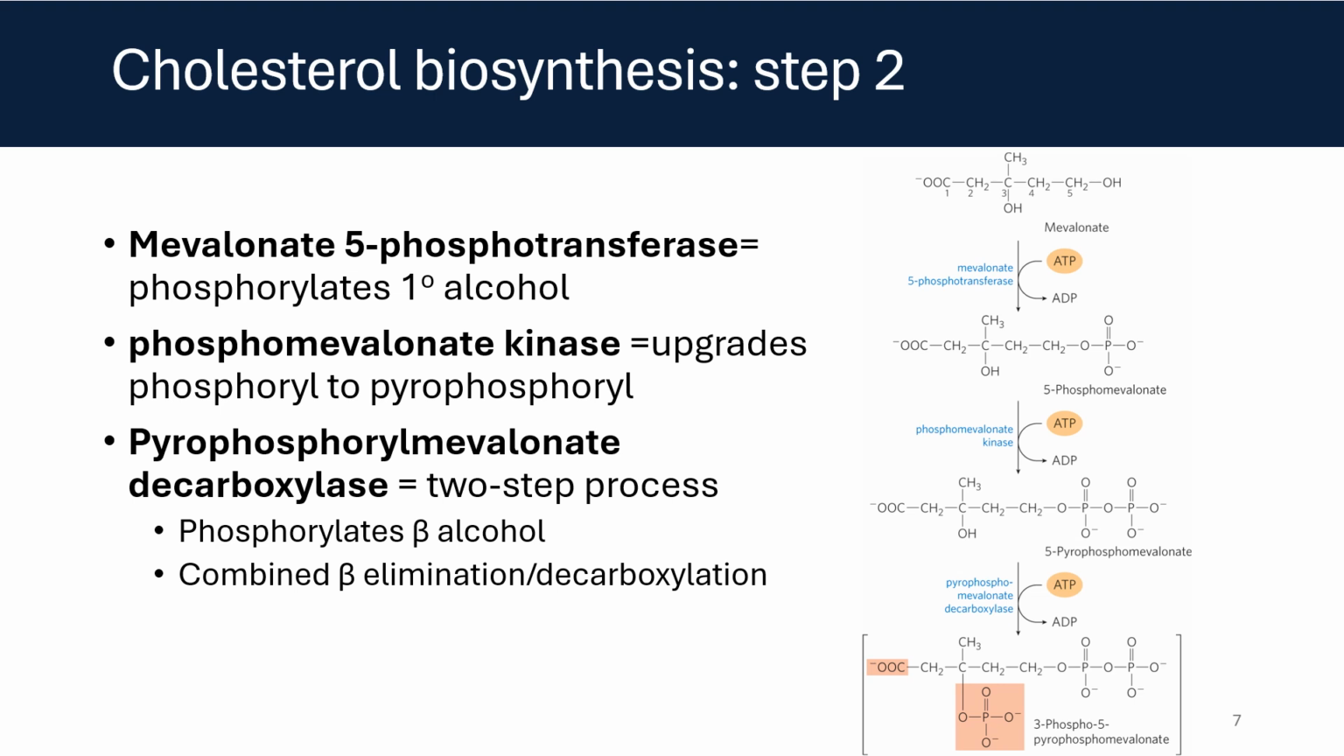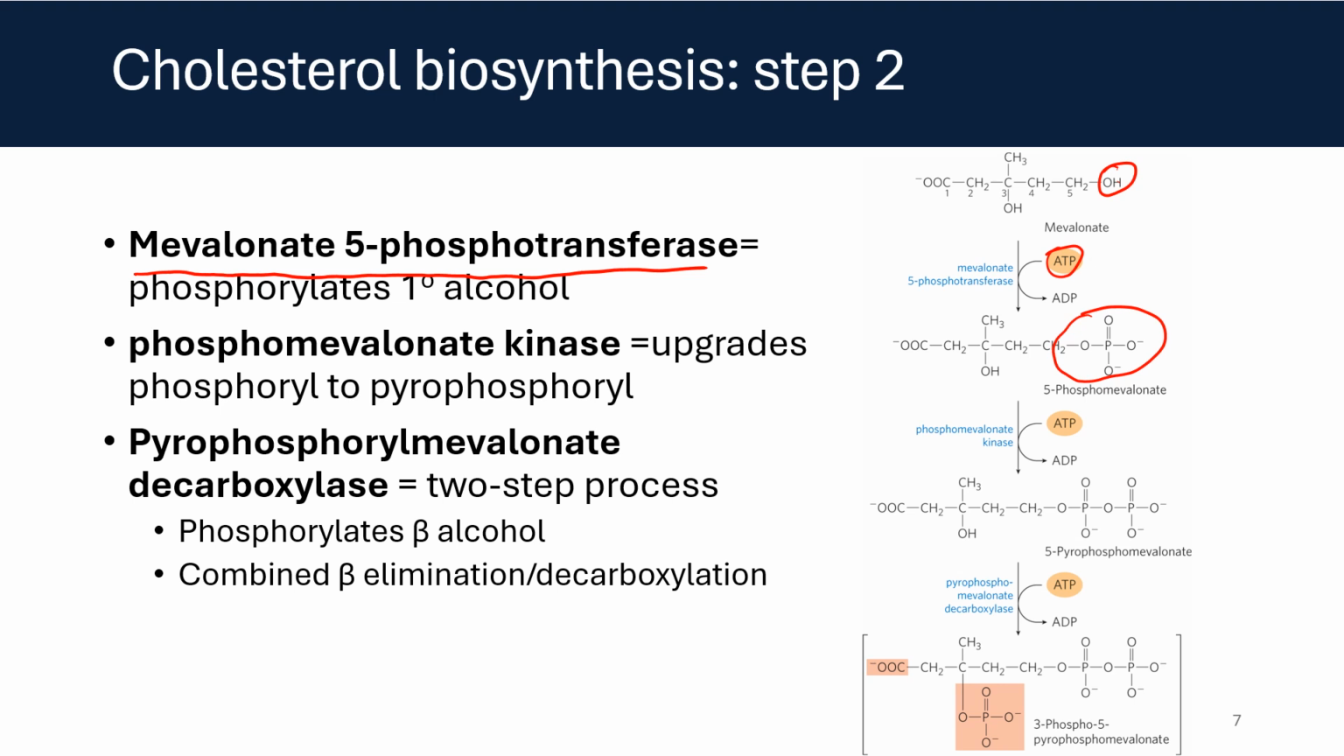Once we make mevalonate, we are ready for step 2, activation. Our goal here is to destabilize mevalonate so we can anabolize it into a larger precursor compound. Mevalonate 5-phosphotransferase. This enzyme is going to phosphorylate the primary alcohol we just made using an ATP molecule. Remember that phosphates are going to be good leaving groups. So this alcohol will get phosphorylated by this ATP to give 5-phosphomevalonate.